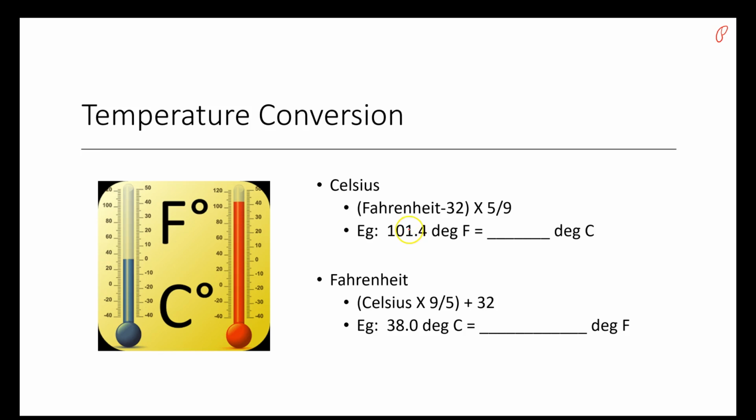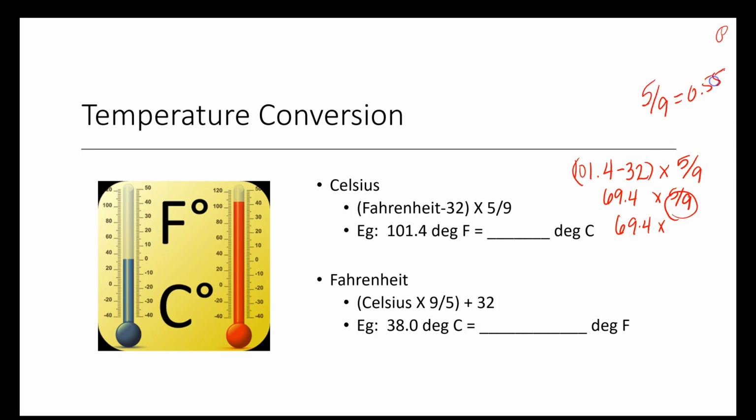So we're looking for the answer to 101.4 degrees Fahrenheit and how many degrees centigrade it is. So our math formula is for Fahrenheit, so 101.4, okay, minus 32 times 5/9. Okay, 101.4 minus 32 gives us an answer of 69.4 times 5/9. Okay, and again, because I've done this math so many times, I know that 5/9 equals 0.55.